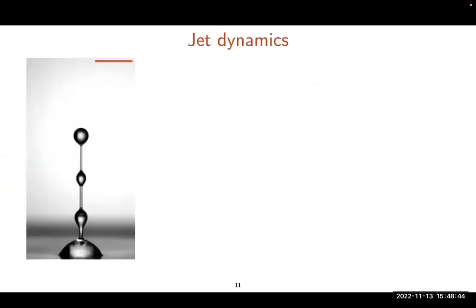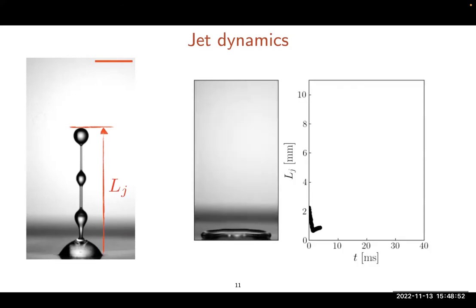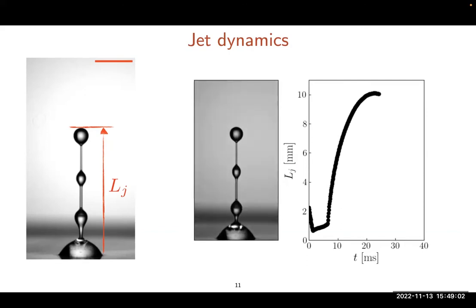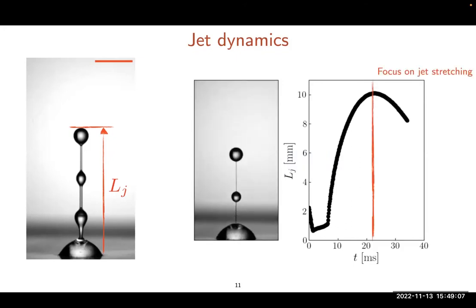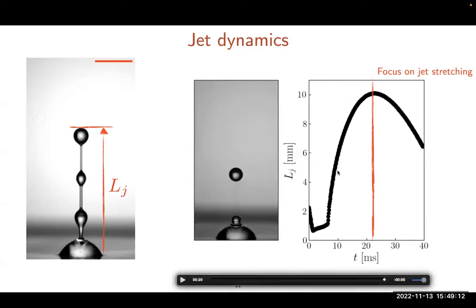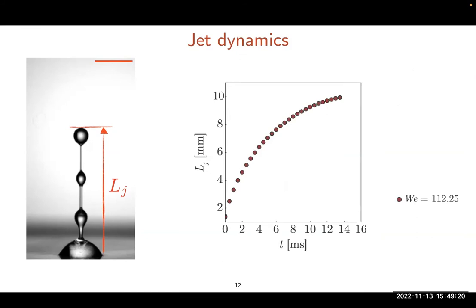We're going to look at the jet dynamics. So this is how a typical experimental snapshot looks like, and we're going to measure this jet length from this experimental snapshot. So this is how a typical measurement looks like. As the jet length first increases, it will reach a maximum, and then it starts decreasing after that. And going forward, we're going to focus on the jet stretching. So we are only going to look at whatever is on the left-hand side of this red line here. And we're going to shift our time axis to this point here, where the jet first starts appearing. And this is a typical measurement of such nature.